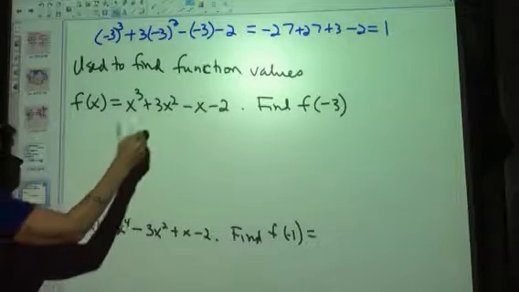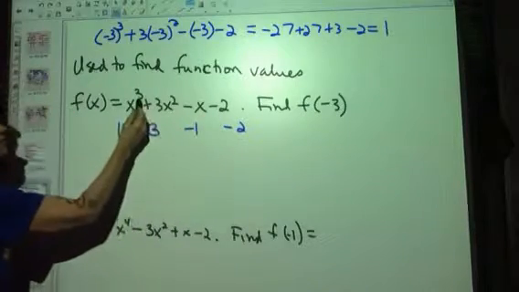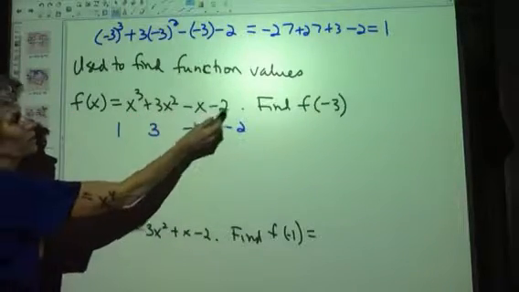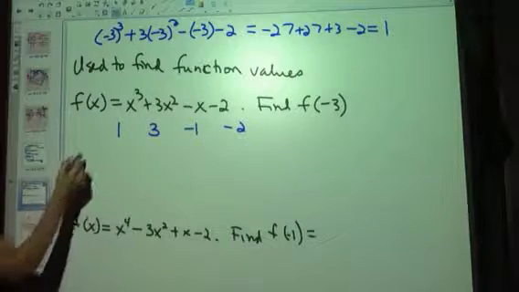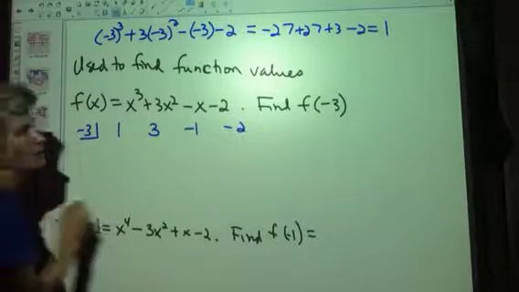So I'm going to put my 1 here, my 3, my negative 1, my negative 2. None of the terms are missing. 3, 2, 1, no variable at all. Your constant. In the box, I'm going to put exactly the number I was given.